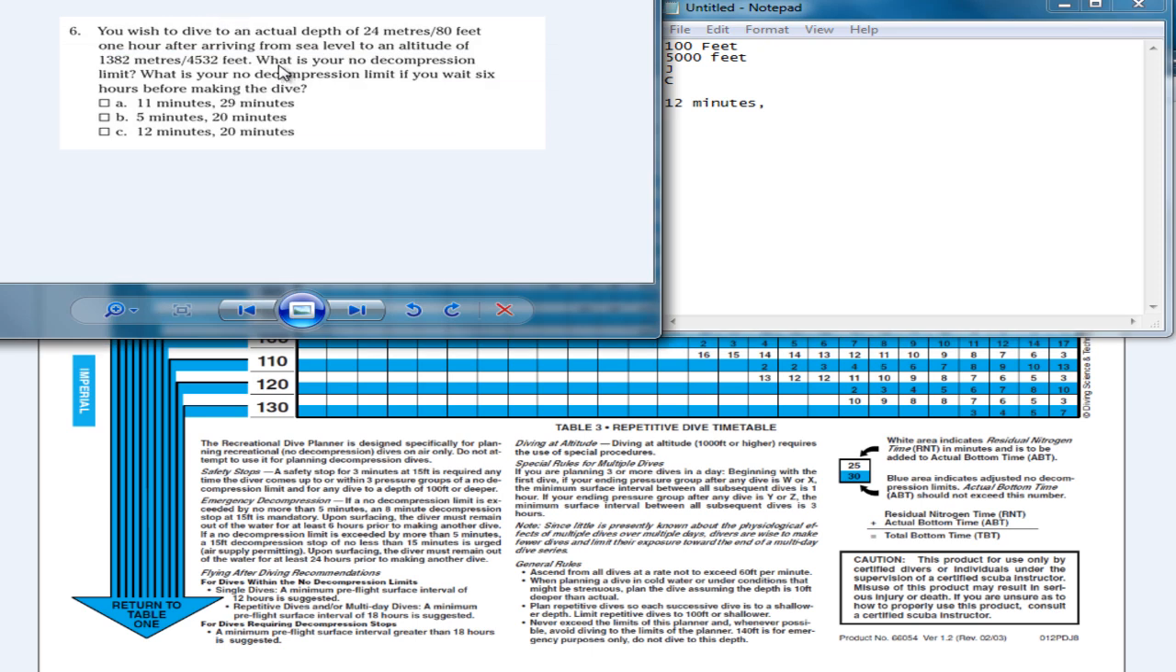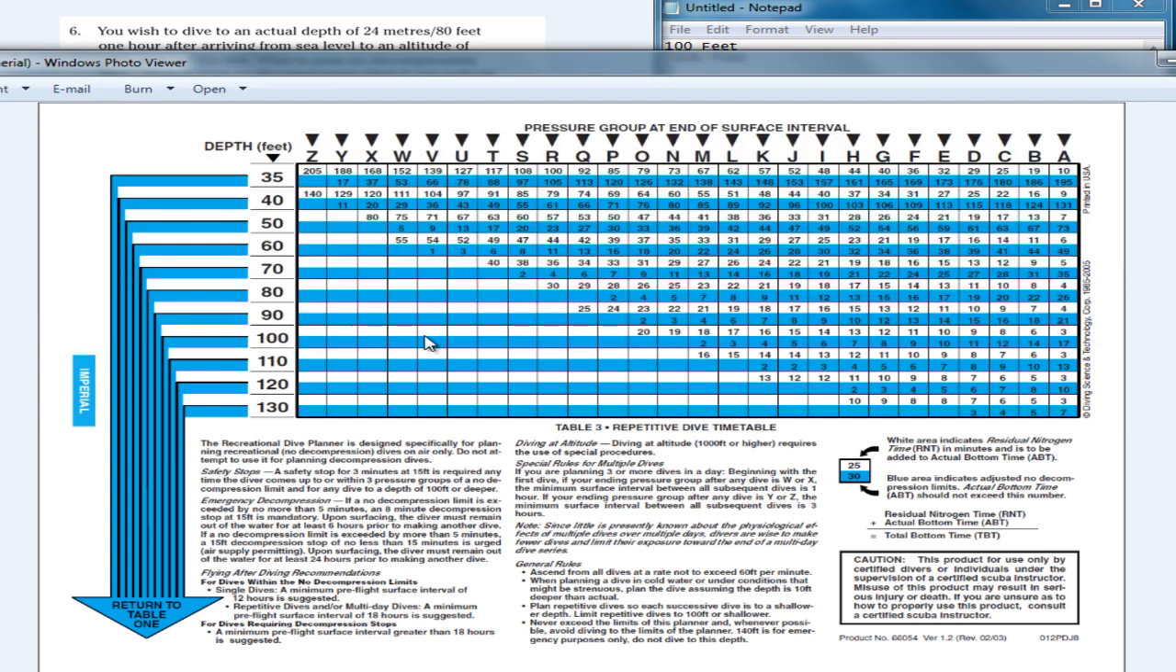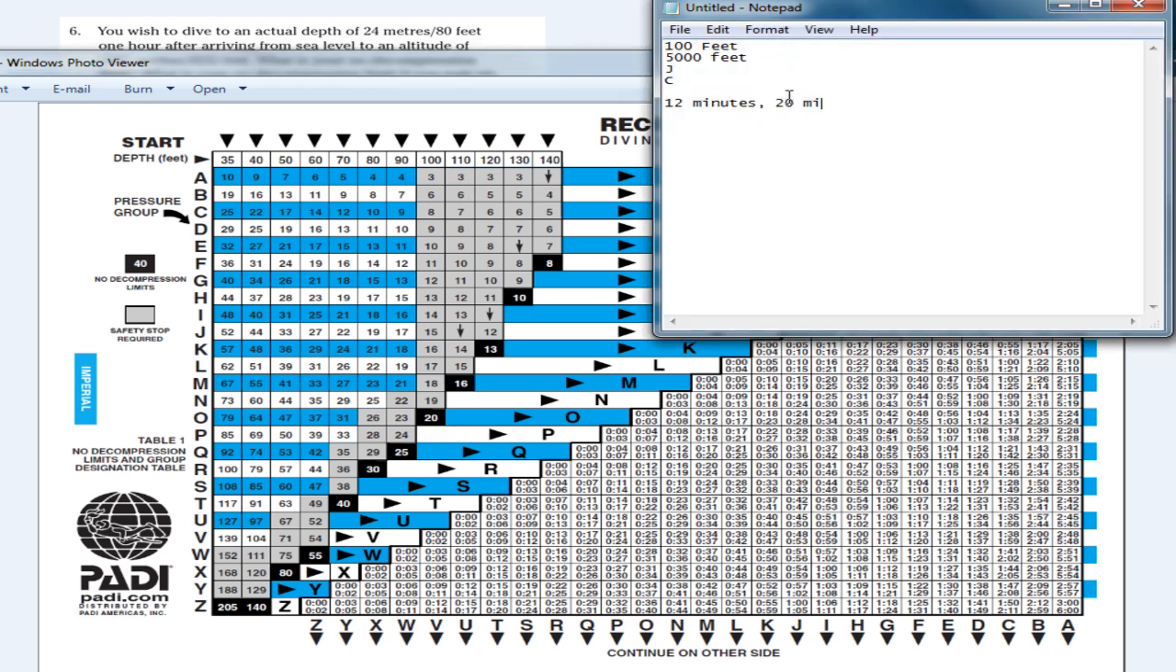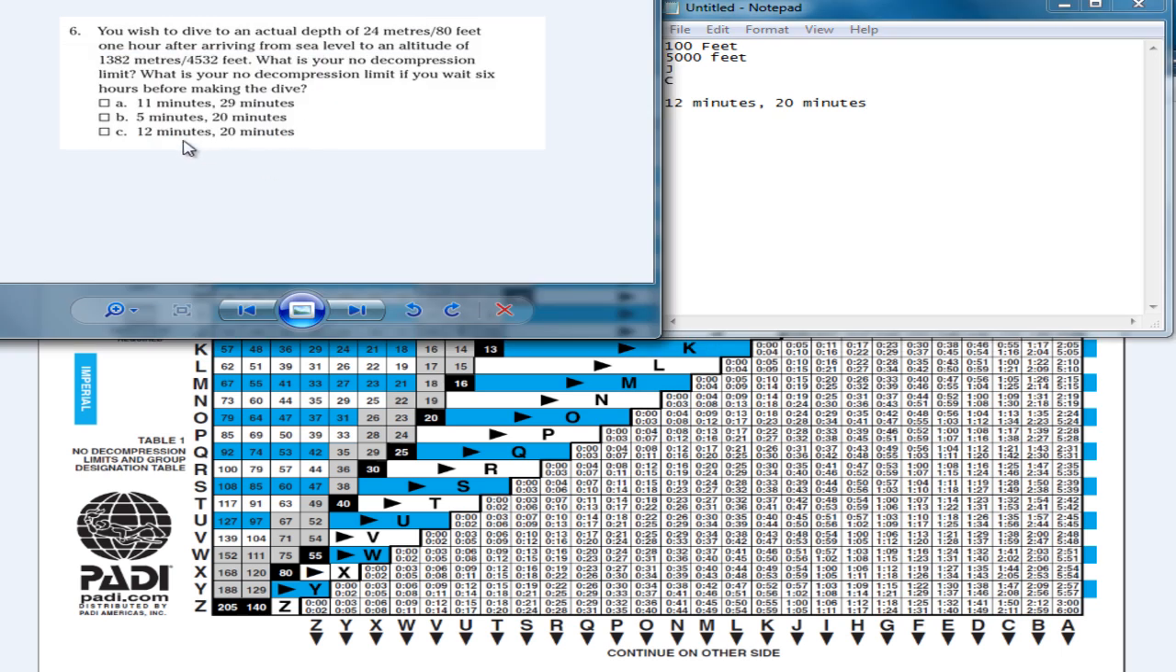The second part of the question is, what is your no decompression limit if you wait 6 hours before making the dive? Since you waited 6 hours, you don't have to account for any excess nitrogen. So you use the no decompression limit table for 100 feet, and if you go down, you can see the maximum is 20 minutes. So in this case, the answer would be C.